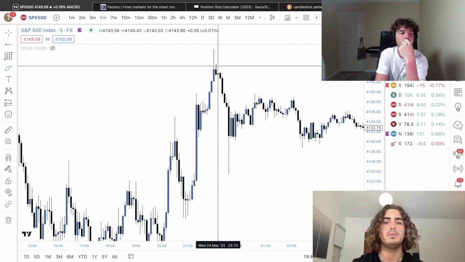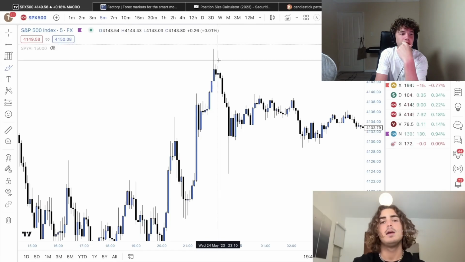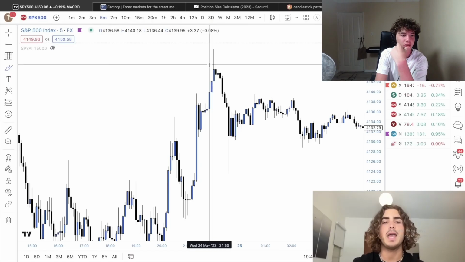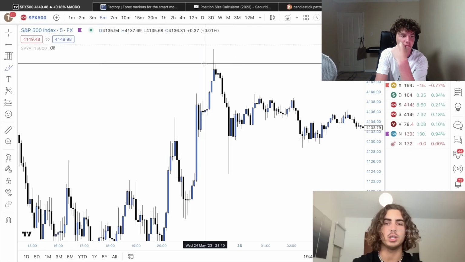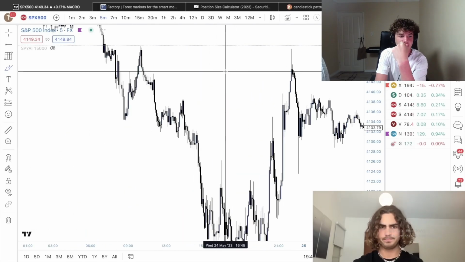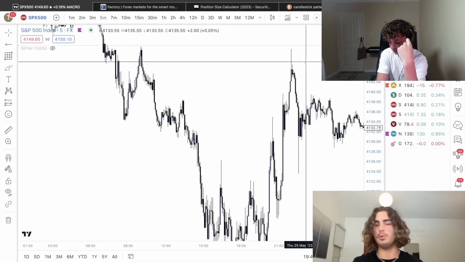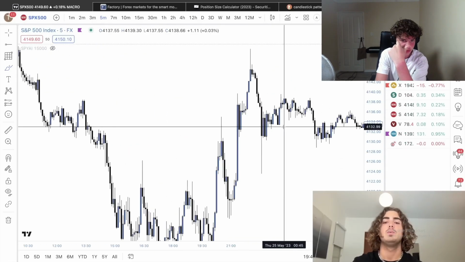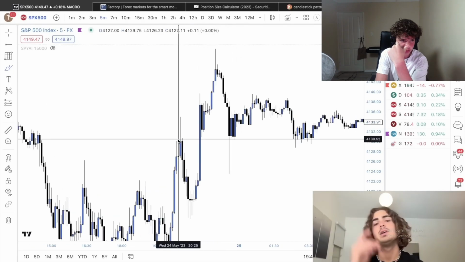Again, we see the long extension of a wick to the upside, but it doesn't close there. It shows that we pushed all the way up here, but we failed to close above these price points, and then what happened? We fell. But this is not something you take a trade off of. This is just slowly learning and understanding.